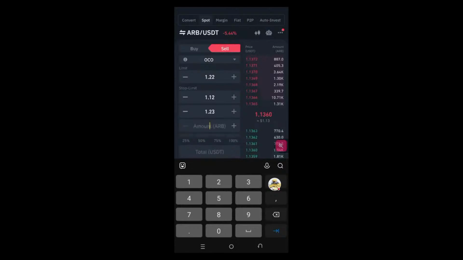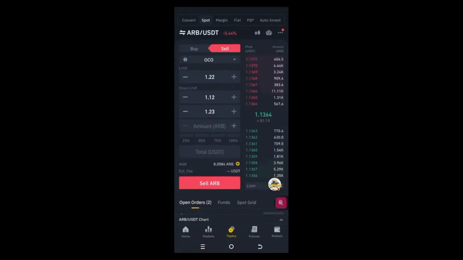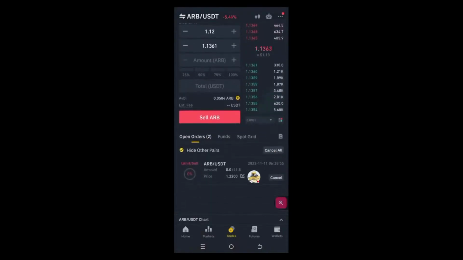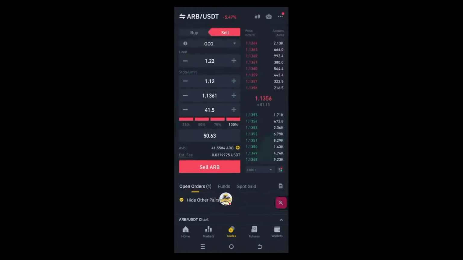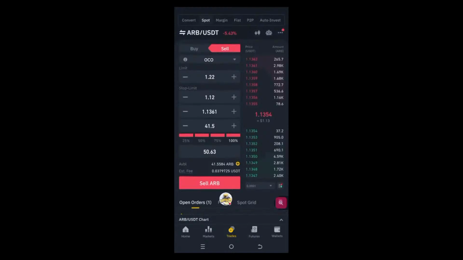So maybe just for the sake of this, I should cancel that so that you can see what I'm saying. If I cancel this, don't forget what I put here is 1.22. So you just pick up everything, right? Can you see what's going on here? All of these things are set. So by the time I click on sell ARB, one of 2 things is going to happen, and that's one cancels the other.